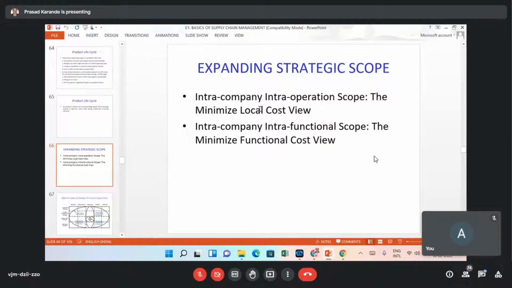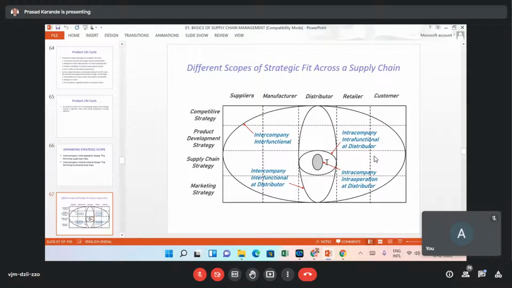In order to expand the strategic scope, we have to see the intra-company, intra-operation scope, then intra-company, intra-functional scope, and the minimized levels. These are the different scopes of strategic fit across the supply chain. Here you see suppliers, here you see customers. Here is a competitive strategy, a product development strategy, a supply chain strategy, and a marketing strategy. The fit at the lowest level is the supply chain strategy, so there should be a fit between the supply chain. This is intra-company, intra-operational at a distributor level, and this is intra-company, intra-functional at the distributor level. So your strategic fit within the company, between the distributor and your unit, should match.